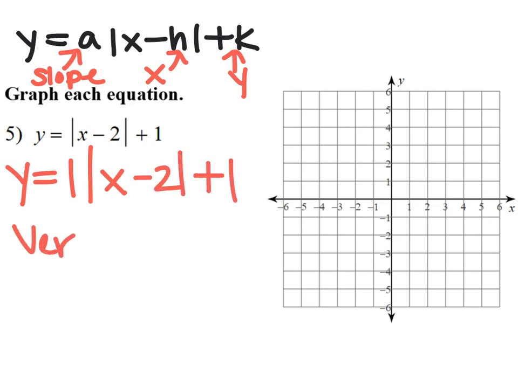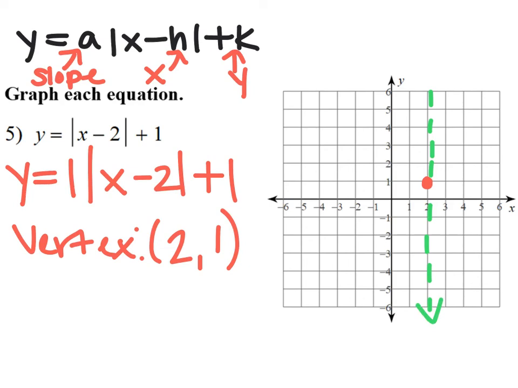Now from this, the vertex will be at, it's the opposite sign of that h, so instead of being minus 2, it's plus 2 as the x-coordinate, and the y-coordinate is the k. So it's 2, 1, which I can plot on my graph and draw in the axis of symmetry.